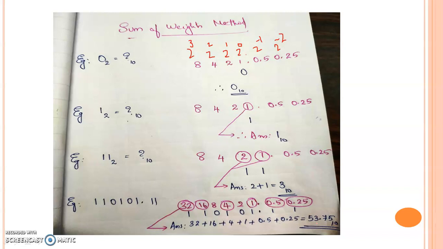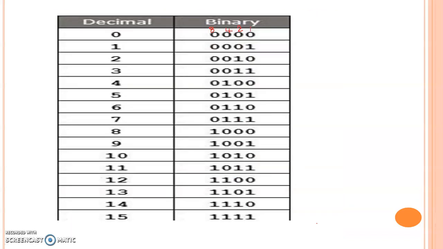Okay. Now moving to the next slide. Here I have represented the conversion table of decimal to binary values: the decimal numbers from 0 to 15 and their corresponding binary values. So this is the binary equivalent of 0 represented using how many bits? 4 bits. If you represent the number 0 using 1 bit, you can represent it as 0. If you represent 0 using 2 bits, it is 0, 0. If you represent it using 3 bits, it is 0, 0, 0.